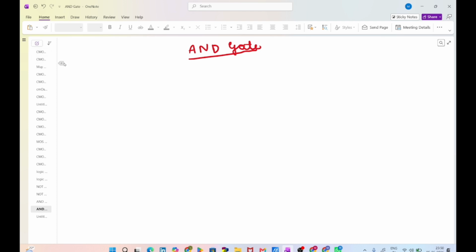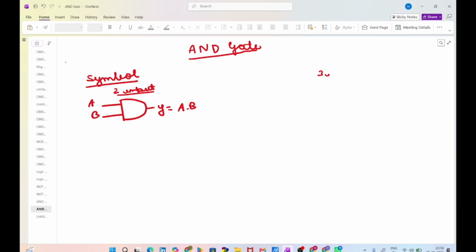Let us write the symbol. A, B, Y is equal to A dot B. This is for the two-input AND gate. Let us write the symbol for the three-input AND gate. A, B, C, Y is equal to A dot B dot C.